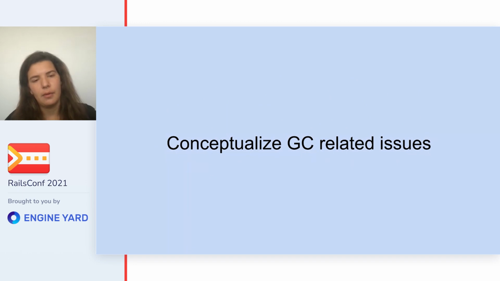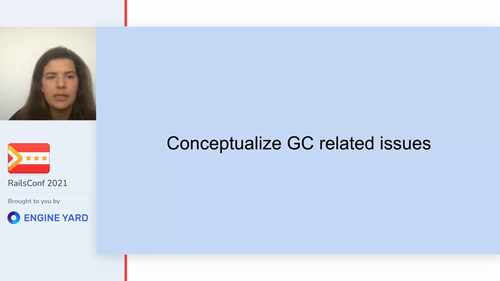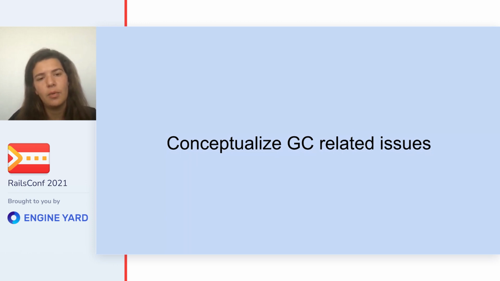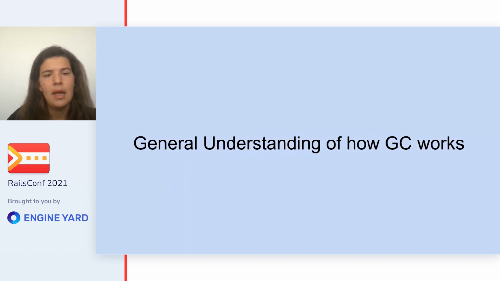So my biggest goal here in this talk is that by the end of it, we'll all be able to conceptualize GC-related issues. So in a similar way to how you might see some issue and think, that's in the realm of a networking issue, I hope that by the end of this talk, you'll be able to see a scaling or tuning issue and know it's related to GC in some way. And more specifically, that we'll all have a broad understanding of how GC works, of what exactly it's doing.